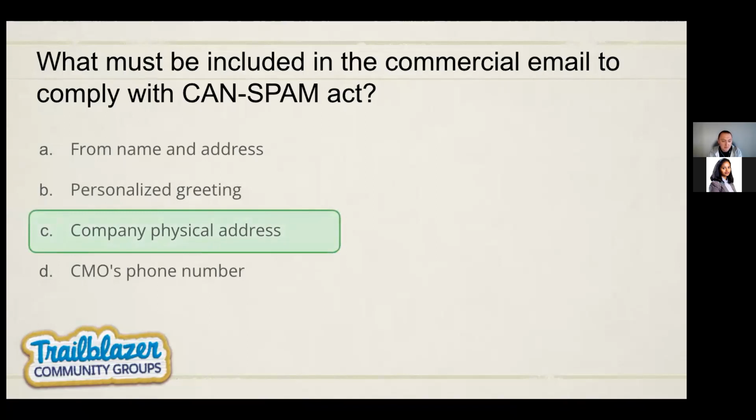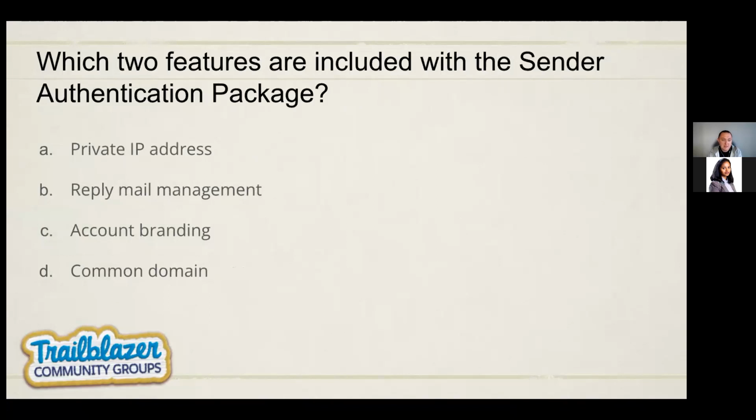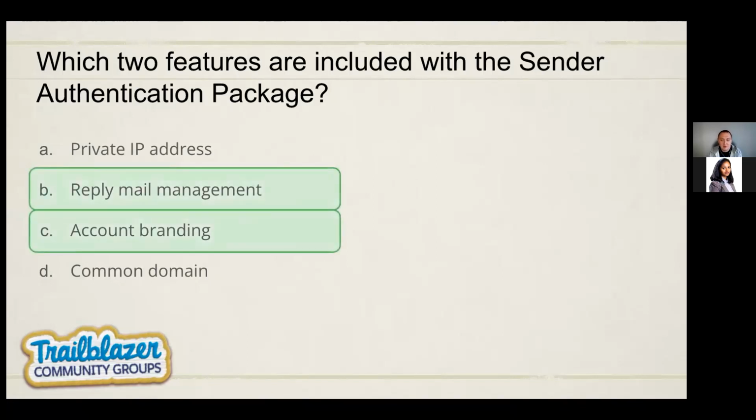Now, which two features are included with the Sender Authentication Package? Let's see if you can figure that one out quickly. We've got private IP address, reply mail management, account branding, common domain. B and C, B and C. Okay, I'm glad that you picked up my tricks. We've got a very smart audience here. So yes, it's reply mail management and account branding, because for private IP address, we actually have a dedicated IP address. That would be the better use of the term.